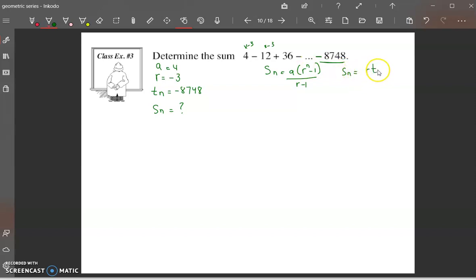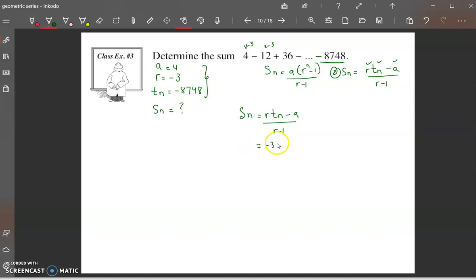So that's R, Tn, good so far, A, and then R minus 1. So this formula only needs R, the last term, and the first term. And that's exactly what we have. So we don't really need N to use this second formula over here. So I'm going to use this formula to solve for my sum. So in geometric series, we don't need to find the N in order to find the sum. So that's something different from an arithmetic series.